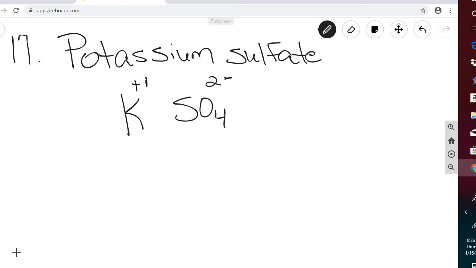So this is an ionic compound, so we would switch the charges. So it's going to be K2, the 2 goes with the potassium, and the 1 is going to go with the SO4. And since it's 1, we don't need to write the number. So it's K2SO4.